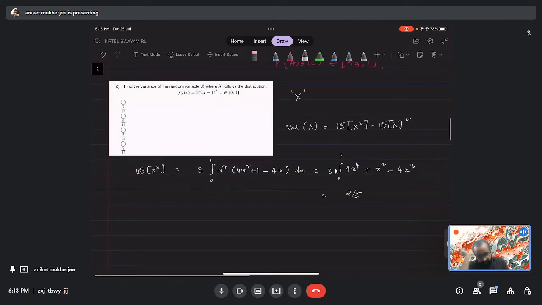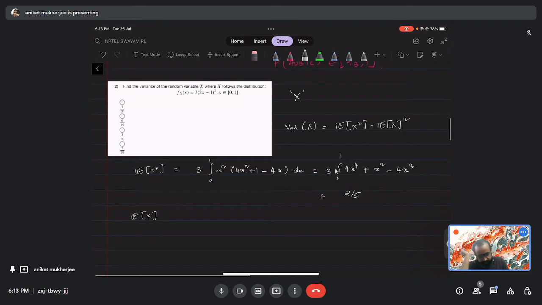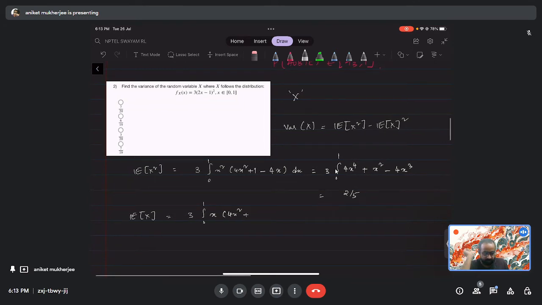Next, I'm going to calculate the expectation of X. Again, the integral from 0 to 1, but since you're calculating the expectation of X, not X square, you'll put x and then the density function, 4x square plus 1 minus 4x, into dx, which is equal to 3 into the integral from 0 to 1 of 4x cube plus x minus 4x square dx.